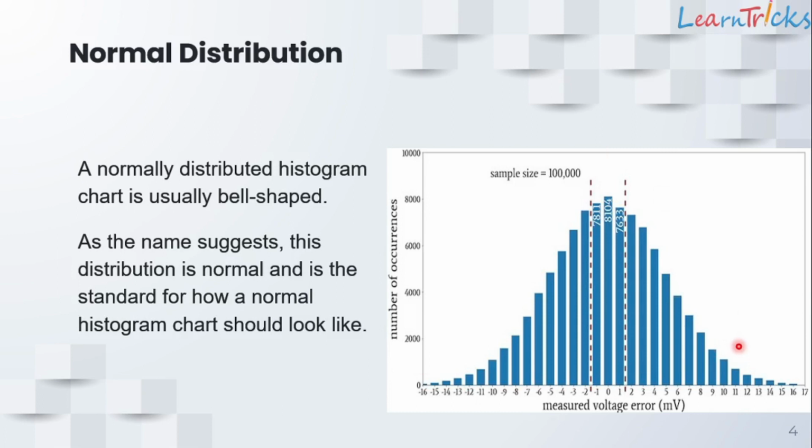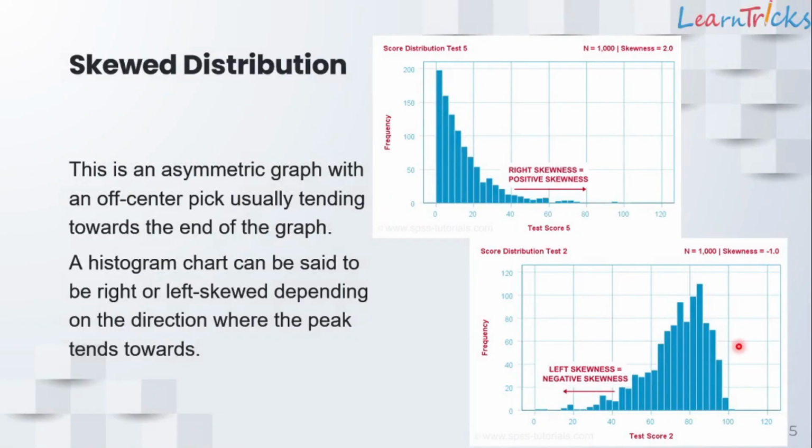But what are the other cases when the data is not normally distributed, or the histogram is not a normal distribution histogram? Then there will be the next type, that is a skewed distribution. Now what is a skewed distribution? A skewed distribution histogram is an asymmetric graph with an off-center peak, usually tending towards the end of the graph. A histogram chart can be said to be right or left skewed depending on the direction the peak tends towards, right? Peak means where the highest value or highest occurrence is, right?